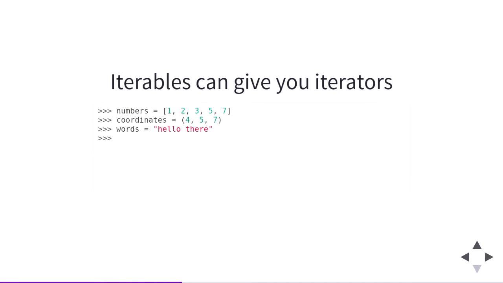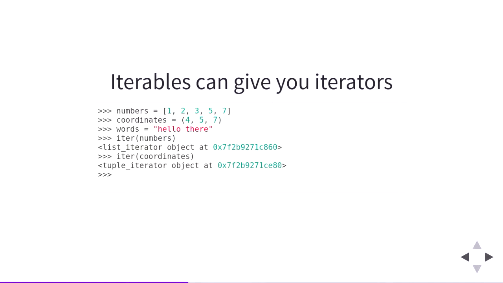We have 3 iterables here. Again, a list, a tuple, and a string. We can ask each of these for an iterator using Python's built-in iter function. Passing an iterable to the iter function will always give us back an iterator, no matter what type of iterable it is. Lists, strings, and tuples are all iterables, and every iterable will provide us with an iterator if we use the built-in iter function in Python.